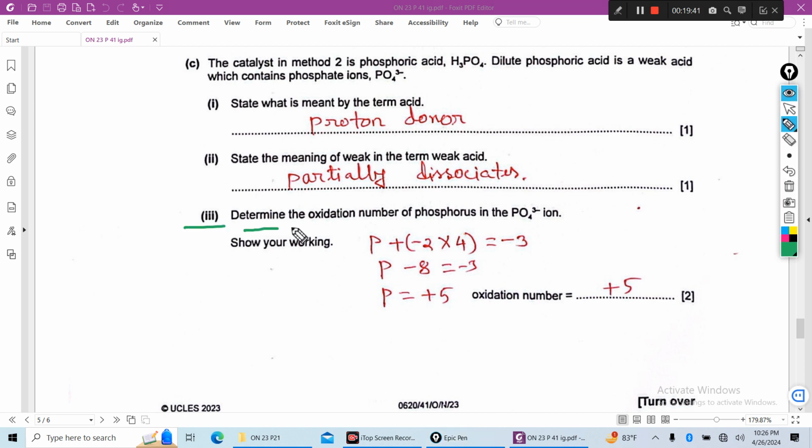Number 3, determine the oxidation number of phosphorus in phosphate ion. Phosphorus, which we don't know, is P plus 4 oxygen. 1 oxygen is -2, times 4, equals -8, and the total charge is -3. So if you solve it, phosphorus here is plus 5. Oxidation number of phosphorus in phosphate ion is plus 5.